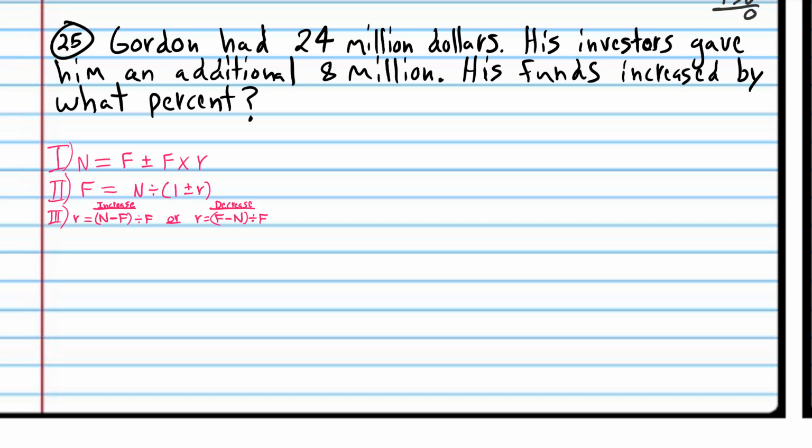So now Gordon had $24 million. His investors gave him an additional $8 million. His funds increased by what percent? So this problem kind of has a twist to it, because in the previous problems, I gave you the original number, which is 24 million, and then I gave you the new number, which in this case would be 32 million, because if you add 8 to 24, you get 32 million. So this is the first number and this is the new number. But in this problem, I didn't give you the new number. I just gave you the increase. So just be aware that's kind of a different flavor there.